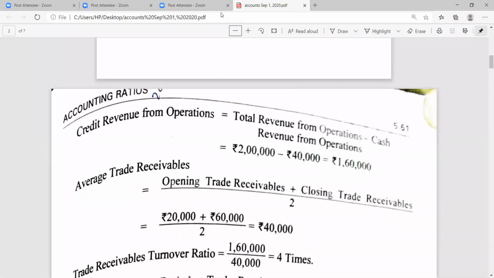We calculated the credit revenue from operation, that is 1,60,000. I'm just marking it. You can see. And on the other side, we have calculated the average trade receivable, that is rupees 40,000. Put these two items in the formula, 1,60,000 upon 40,000, it will be 4 times. The 4 times will be our trade receivable turnover ratio.